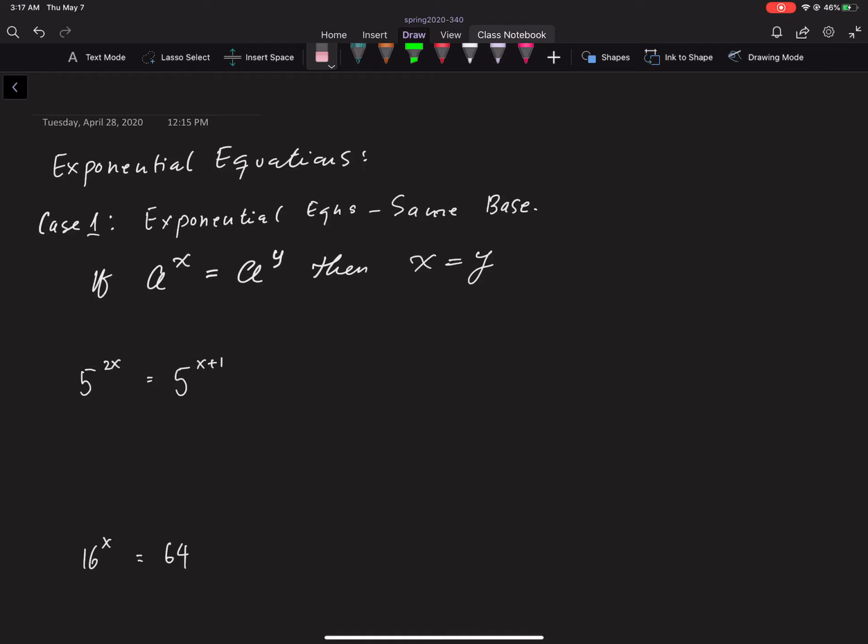Today, we'll look at exponential equations, and I've broken this into three cases. We're going to look at the first case, which is equations that have the same base. All right, but before we start that, this is what I want to say.